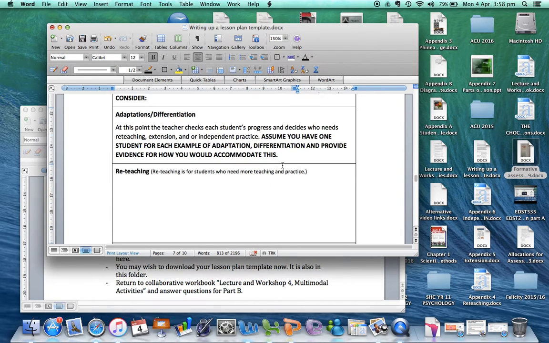Now, for consideration, adaptations and differentiation, of course, this is a lesson plan that we haven't conducted yet, and so we're pretending we are doing this and pretending that this is happening to our students. So I want you to assume that you have one student for each example of adaptation and differentiation, and provide evidence for how you would accommodate this.